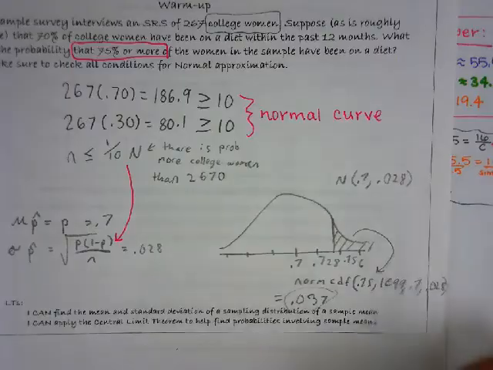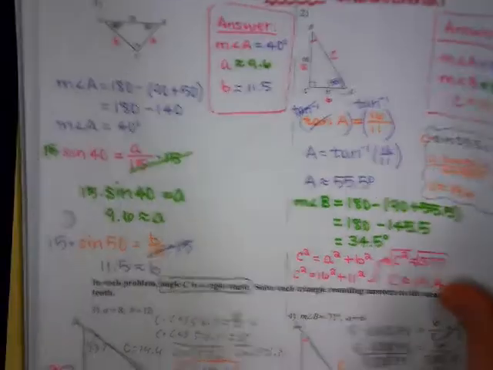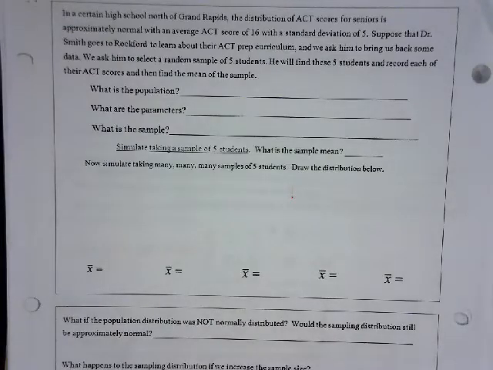Alright, so today we're going to be looking at means. So we're going to say in a certain high school north of Grand Rapids, the distribution of ACT scores for seniors is approximately normal with an average ACT score of 16 with a standard deviation of 5.